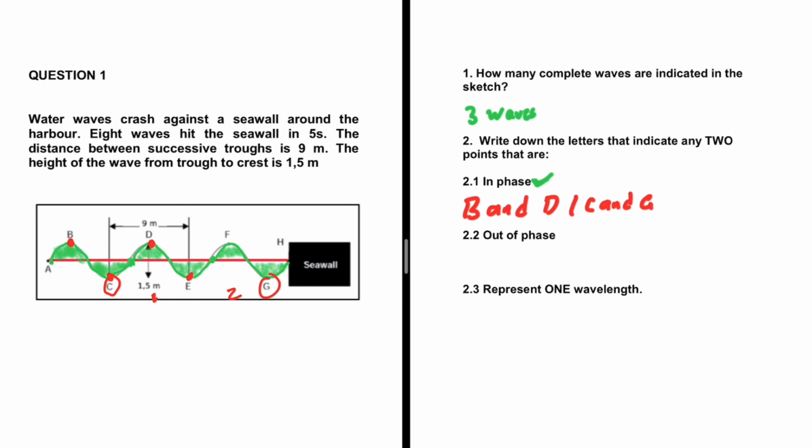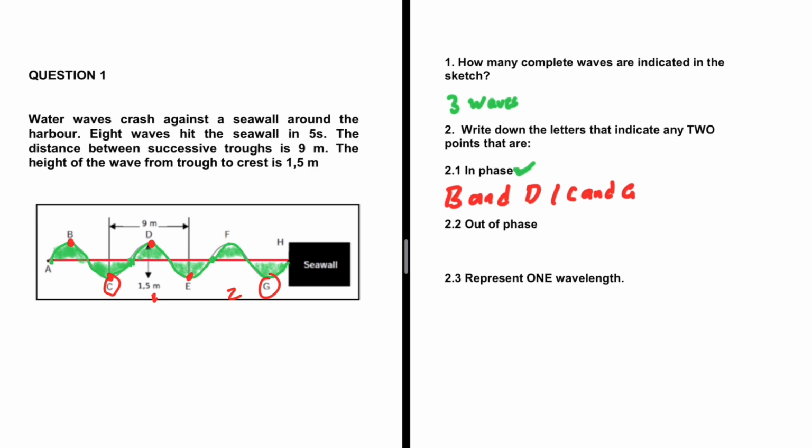They're out of phase. Point A and B, they're also out of phase because there is no whole number of wavelengths in between them. For 2.2, we can just say A and C. A and C are 2 points that are out of phase. And then 2.3, we're supposed to indicate any 2 points that represent one wavelength. So don't get this question wrong.